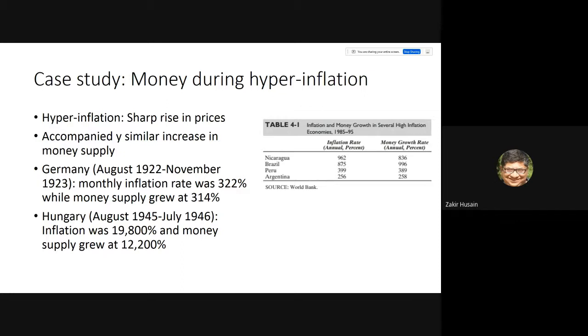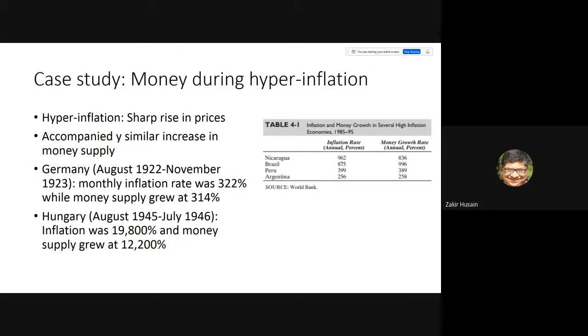322% was the monthly inflation rate. So that means if the price is 10 now, after 1 month it is going to become something like 32, 33. This is the rate at which prices were increasing. And one reason was that money supply was also growing at an almost similar rate, 314%.